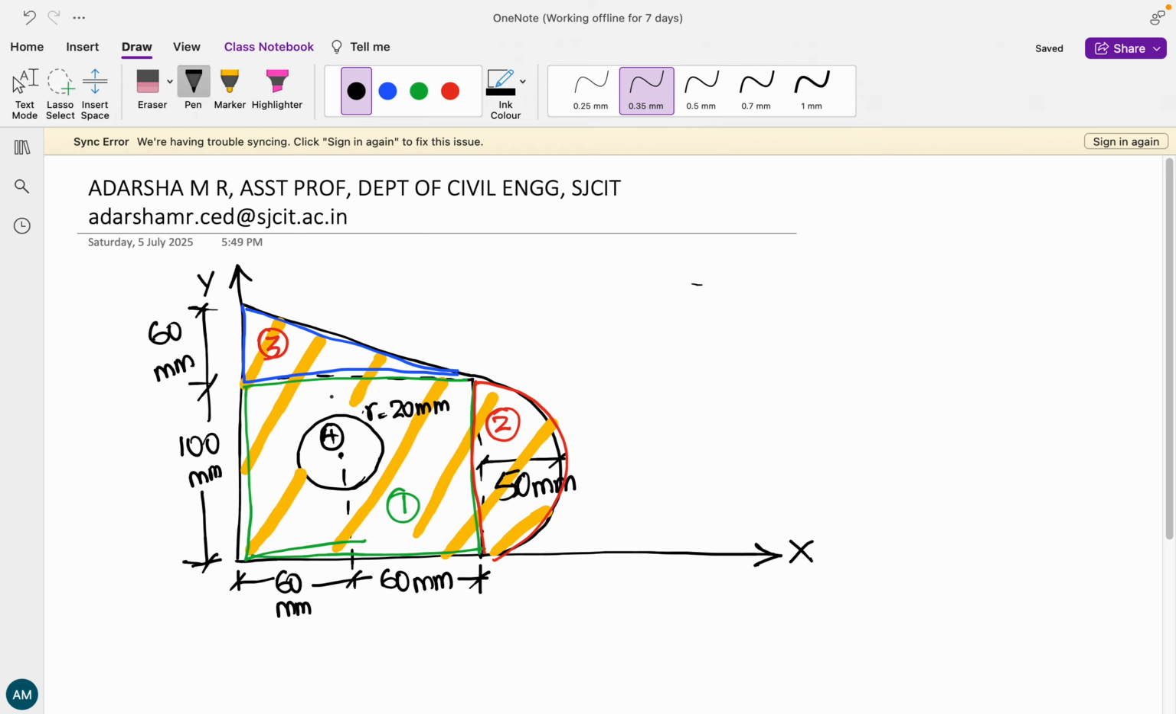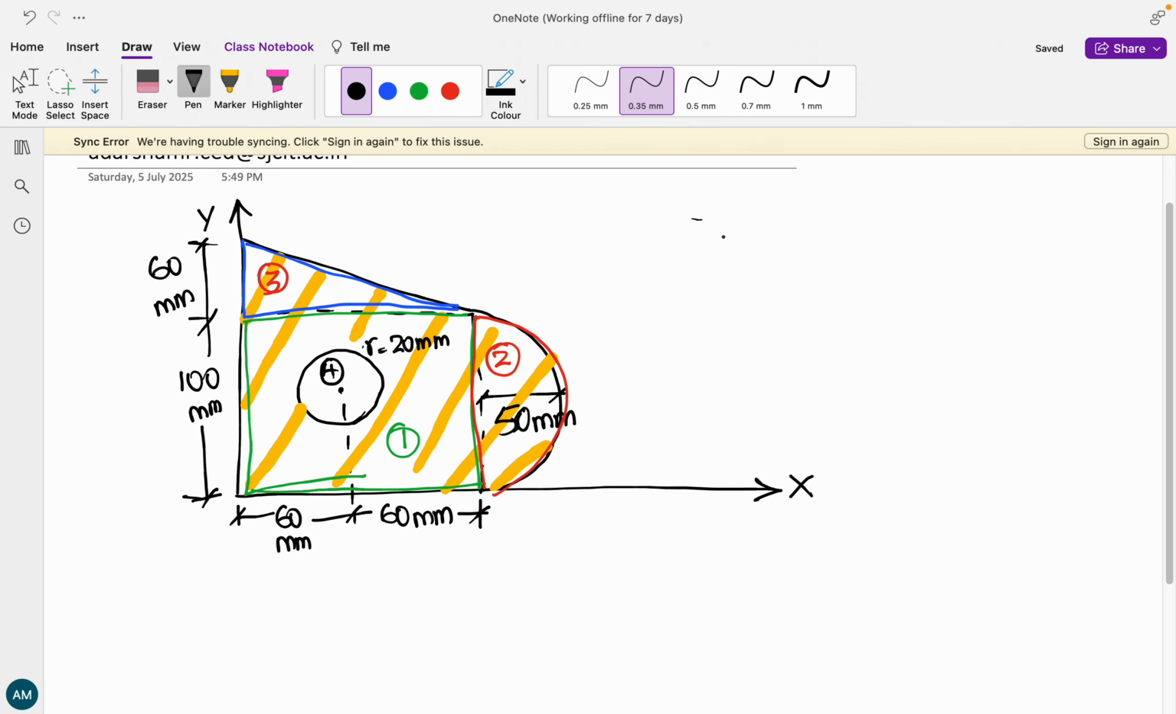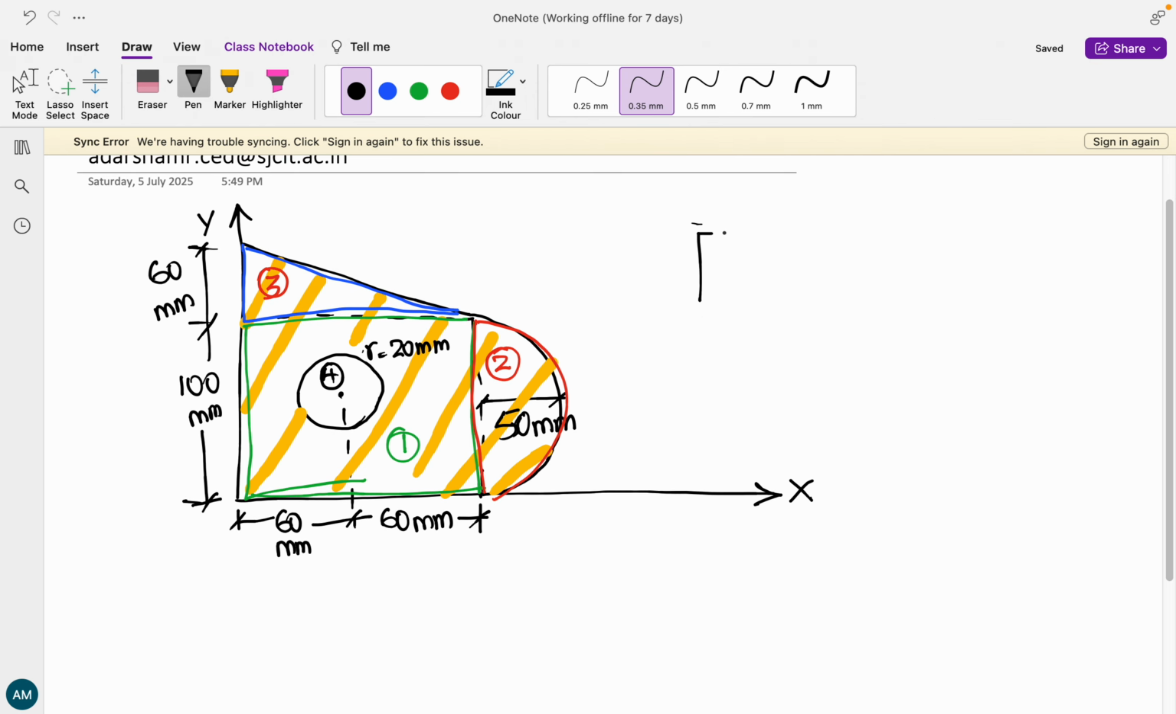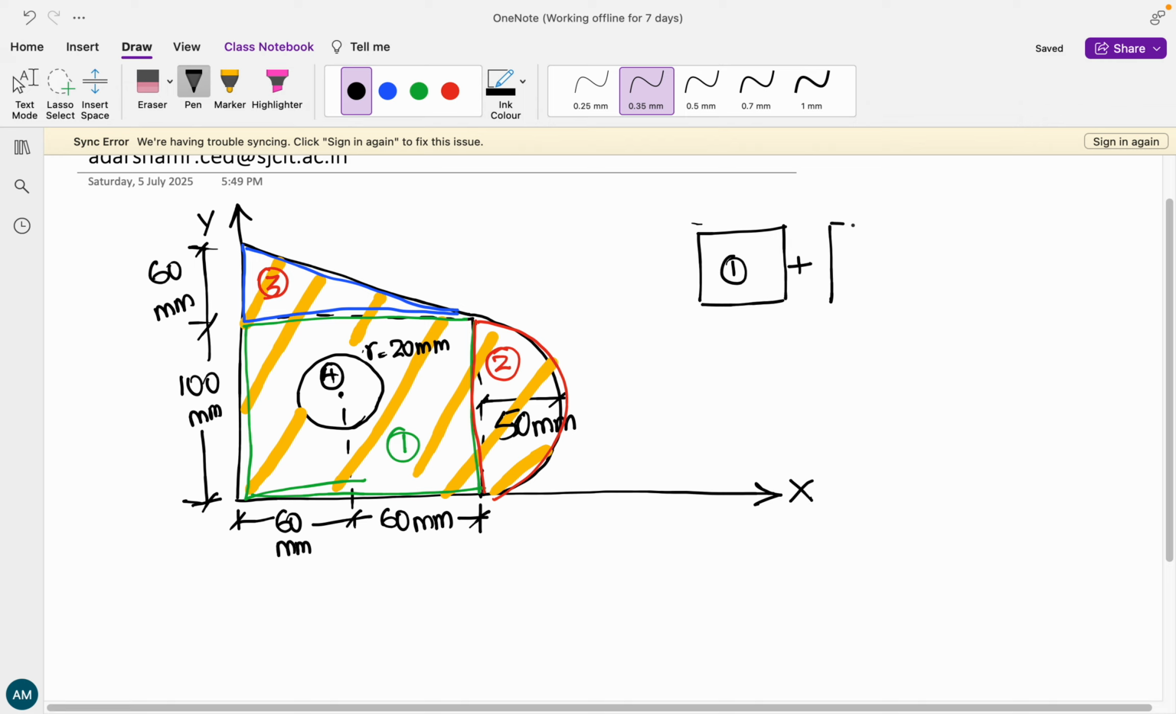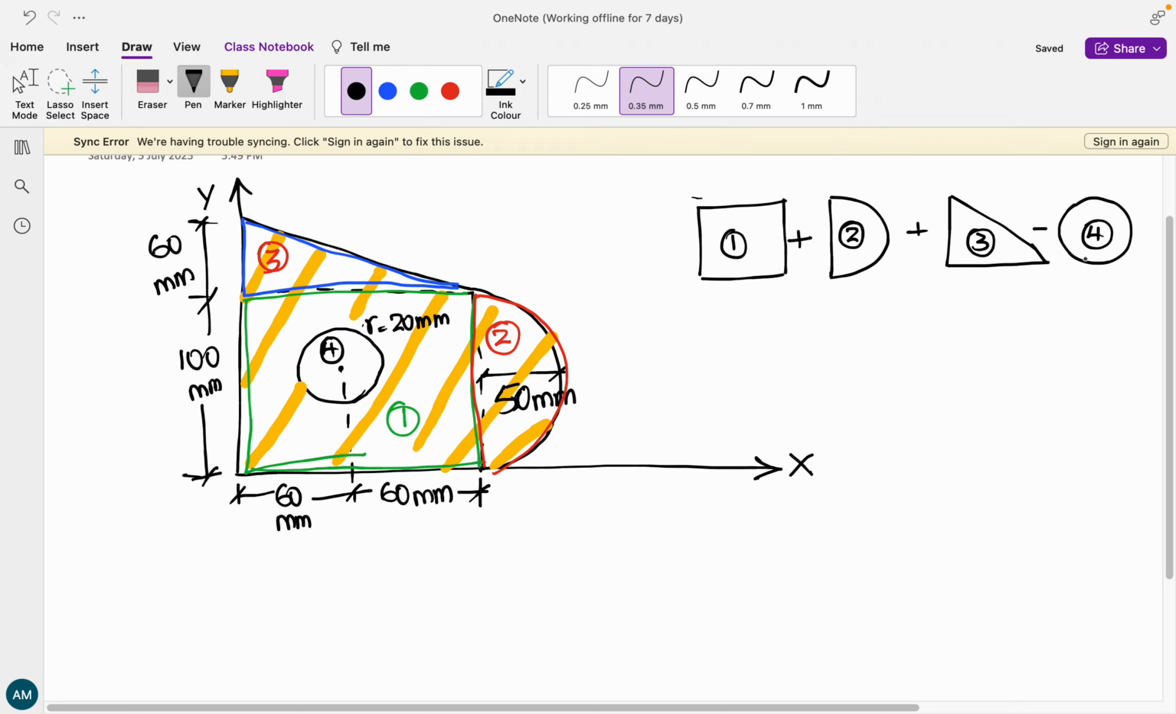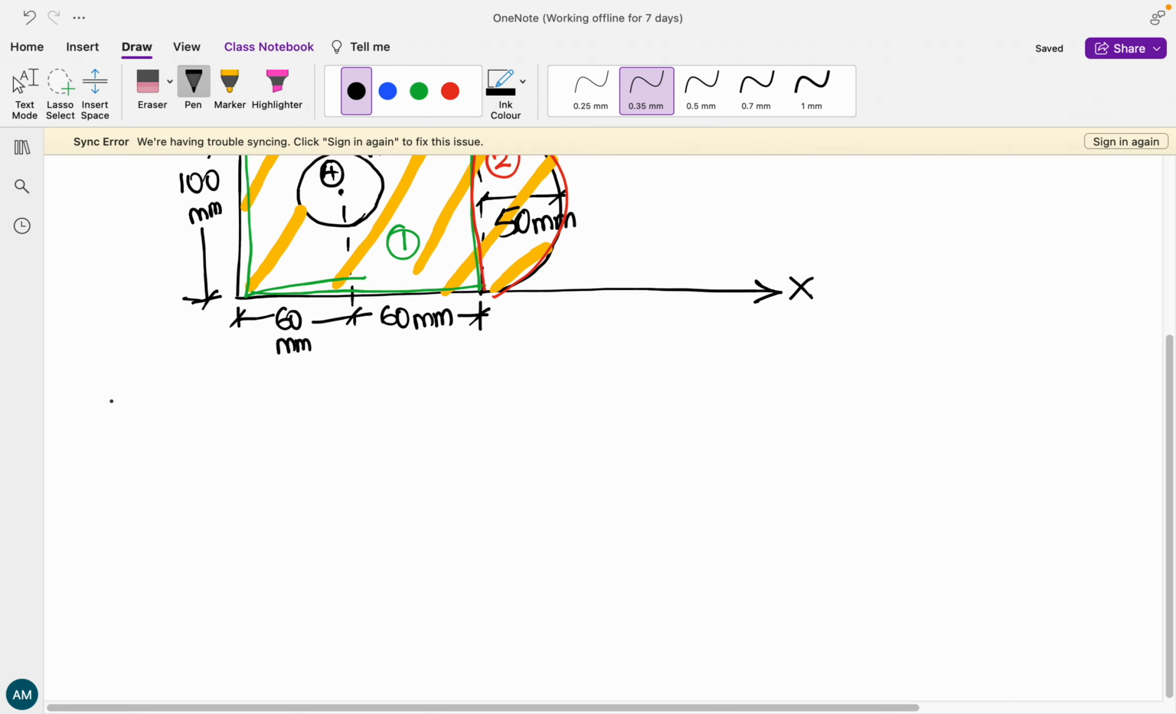Given that we have already named them, 1 is a rectangle, so we are going to add a rectangle, and then we are going to add a semicircle, and we are going to add a right angled triangle. From this, if we subtract a circle, we are going to have the composite figure. So let us write it in the form of a table.